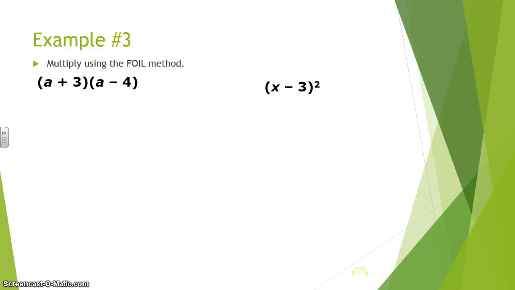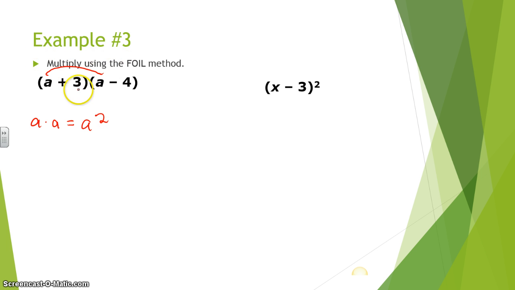Here we're going to use the FOIL method. We have 2 binomials, and so we'll use the FOIL method to solve this. Remember, first, outer, inner, last. So multiplying this, we're going to first multiply the first. A times a is a squared.